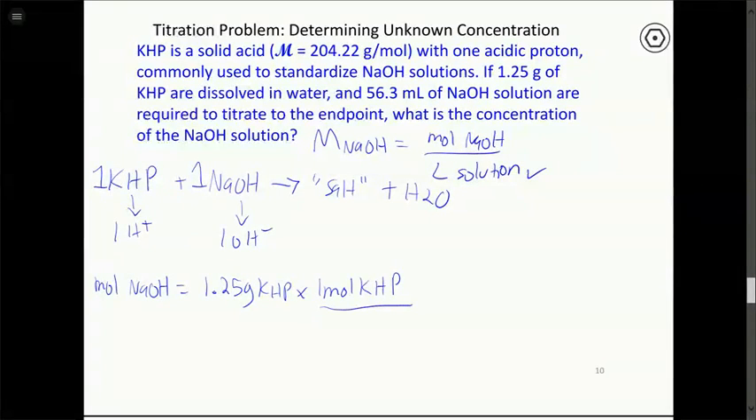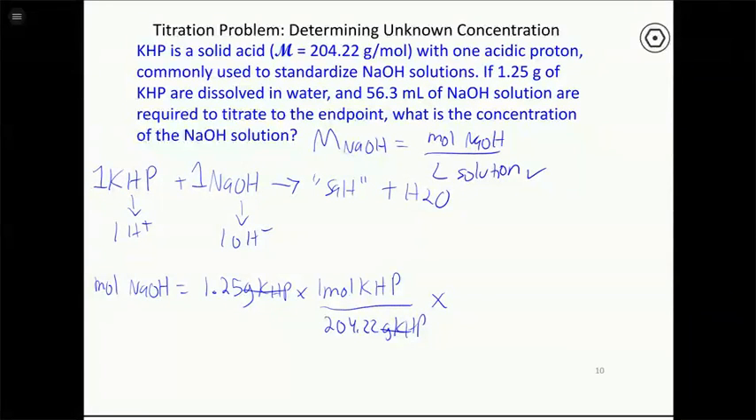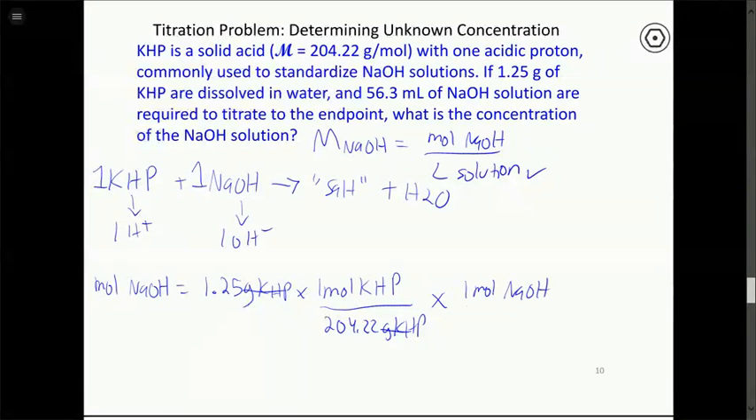So we're given the molar mass of KHP is 204.22. So we divide by the molar mass to get the moles of KHP. We know that the acid and the base react in a 1-to-1 ratio, as we determined here. So there's going to be 1 mole of NaOH present for every 1 mole of KHP that reacts. And that gives us the moles of NaOH is 0.00612.